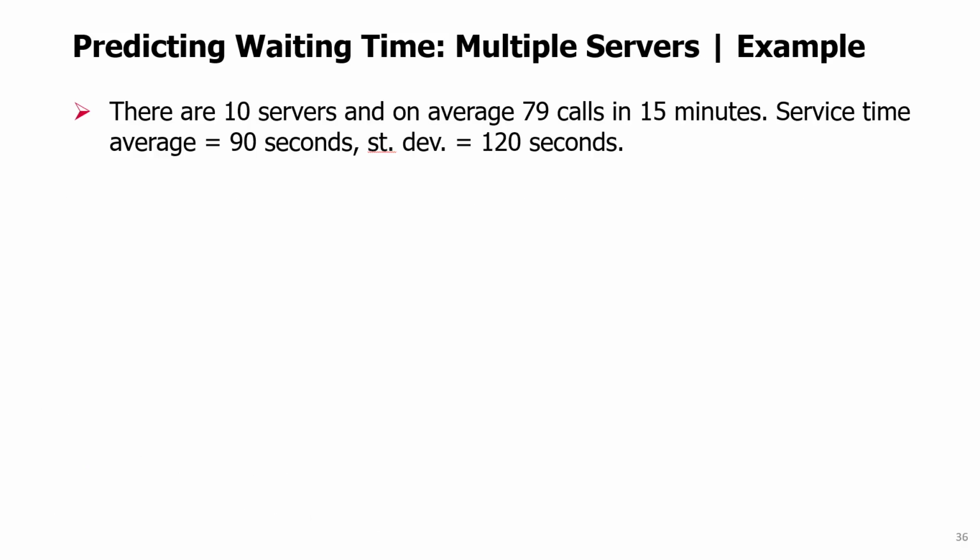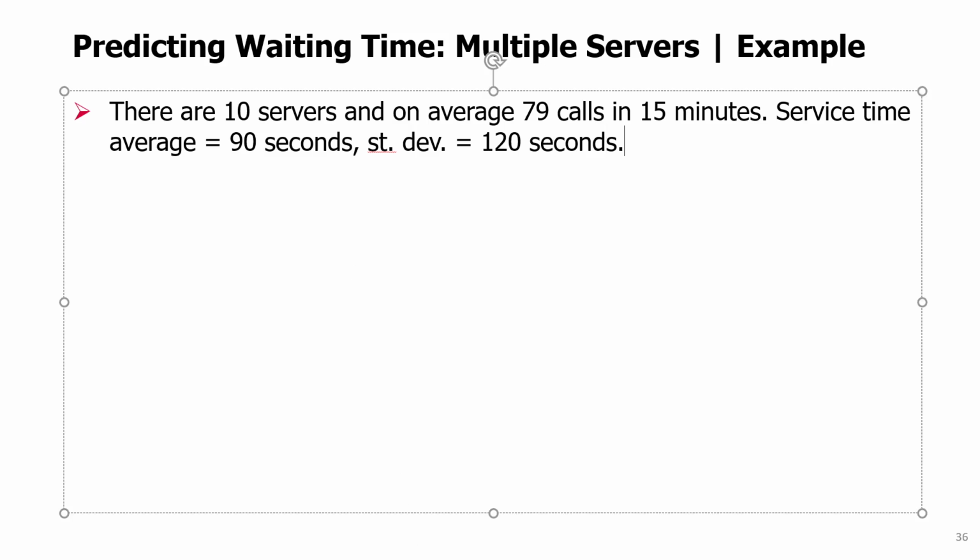So let's consider an example. Suppose now in the same service that we considered before with 1 server, we now have 10 servers, and now we have much more demand, right? Before we had 3 calls per 15 minutes, now we have 79 calls every 15 minutes. So a much larger number of customers calling us per 15 minutes.